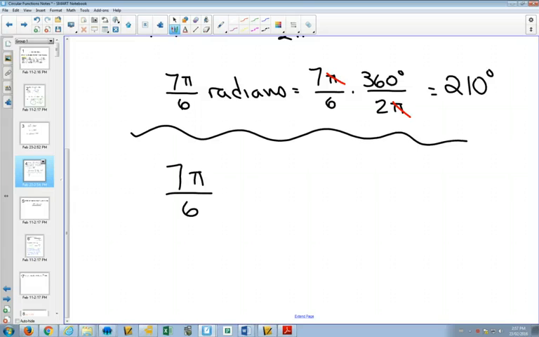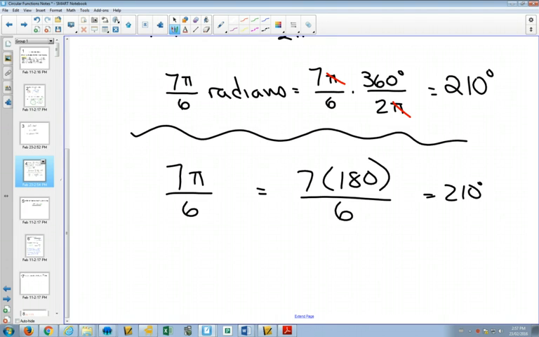Now, I showed you yesterday with converting from radians to degrees a shortcut that we often use. If there's a pi, since pi radians is 180 degrees, we can just change the pi to 180. This works if you have 1 pi in your equation. So now, what's going to happen? 180 divided by 6 is 30 times 7. We still get 210 degrees. It was just a little bit quicker than it was before.